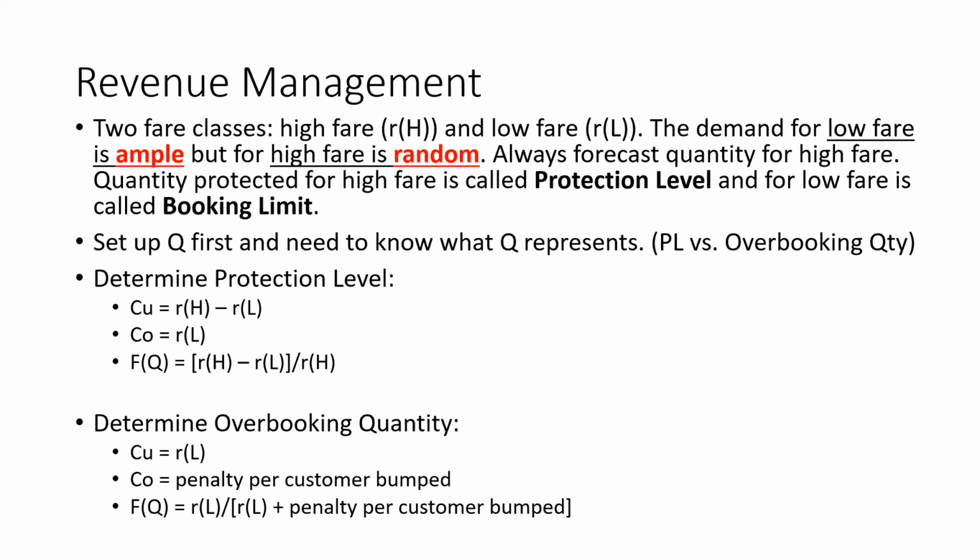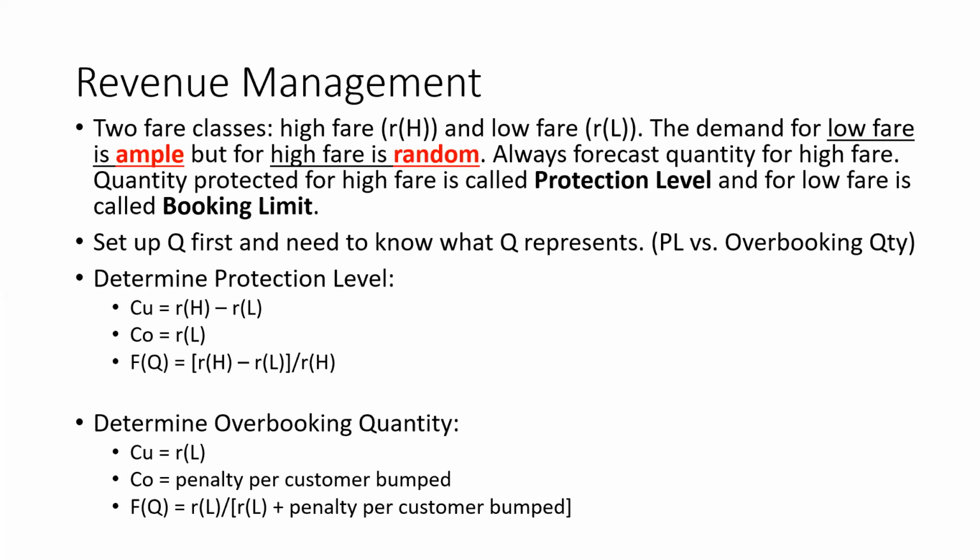Do you want me to explain why CU is high fare minus low fare and CO is low fare? I'm good to memorize. Okay. If you want me to explain, I can. It's very simple logic, but if you don't, I'm okay. Then F of Q is CU divided by CU plus CO. Then plug in: high fare minus low fare divided by high fare.